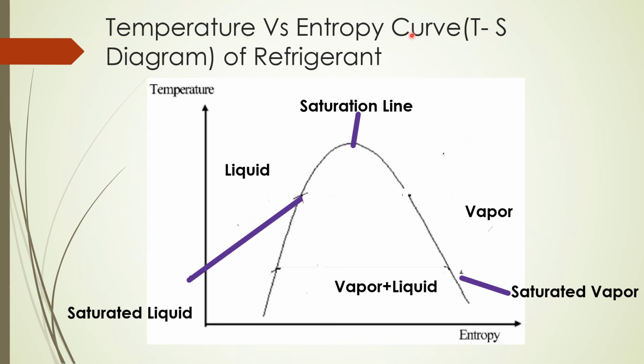There are three regions: liquid, vapor plus liquid, and vapor. Also, this is a saturation line, and we can say this is saturated vapor and this is saturated liquid.